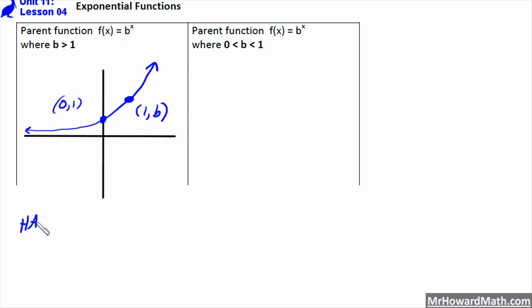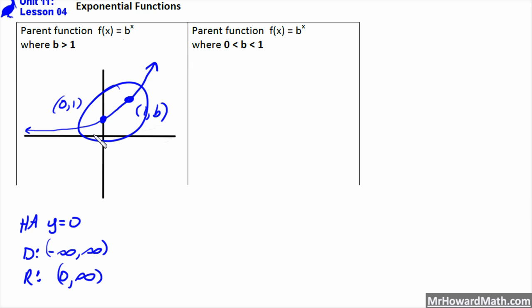It also has a horizontal asymptote of y equals 0 here, right on top of the x-axis. It never touches or crosses the x-axis there. And the domain is negative infinity to infinity for all of these. That's what it starts with, and range is going to be from 0 to infinity. Now, as we transform these, the range will shift as we move them up and down, for example, as will the horizontal asymptote, as will these anchor points. And notice that range does not include 0, so we put a parenthesis there for that.